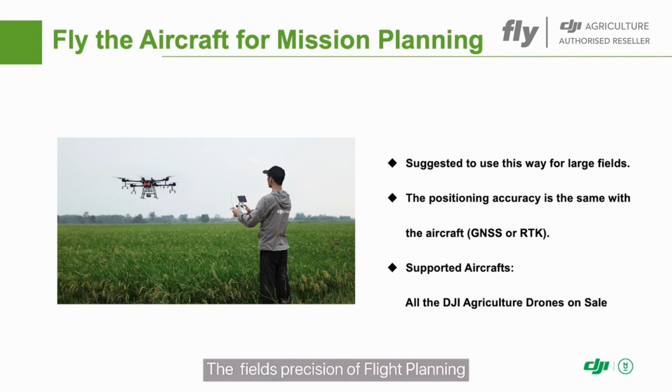The field's precision of flight planning depends on the positioning precision of the Agras drone. If RTK positioning is enabled, centimeter level positioning is available. If only ordinary satellite positioning is used, only meter-level positioning can be achieved. All current DJI agriculture drones support flight planning, and all T-Series models support RTK positioning.